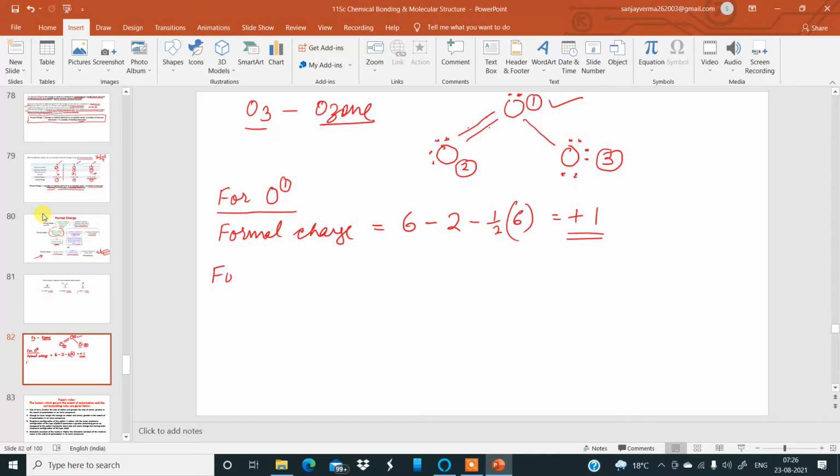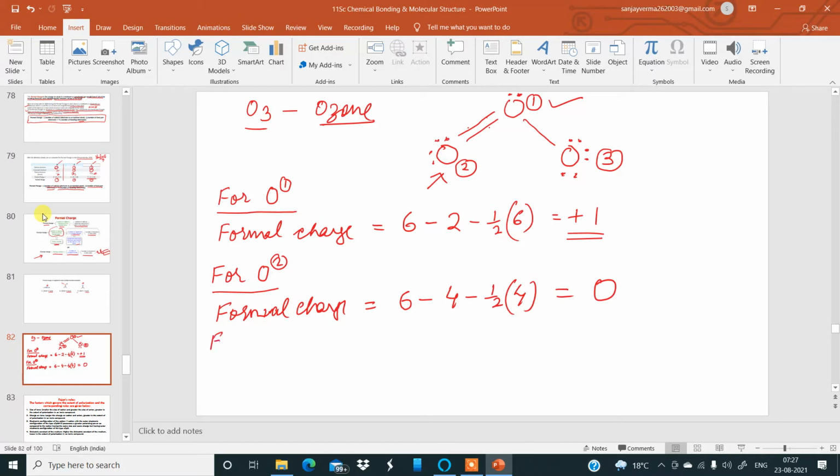Now for the second oxygen, this oxygen, the formal charge: again, 6 is the group number minus the number of lone pair electrons, which is 4, minus half into the total number of bonding electrons. You can check over there 1, 2, 3, 4. So it is coming to 4 over here. If you simplify this, you will get the formal charge on the second oxygen as 0.